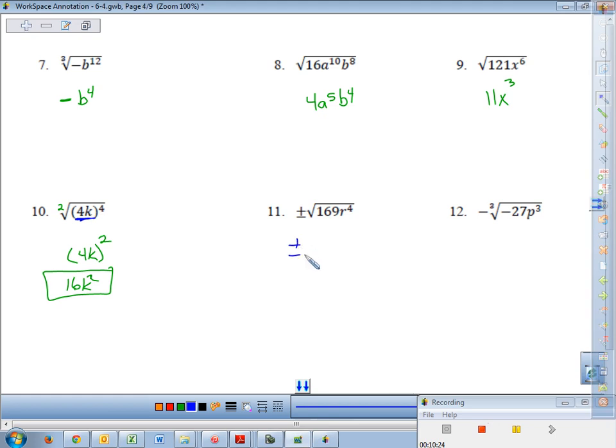We'll have a plus or minus. The radicand is positive. Square root of 169 is? Square root of r to the 4th is? Boom. Done with him. Nice. Give 12 a shot.